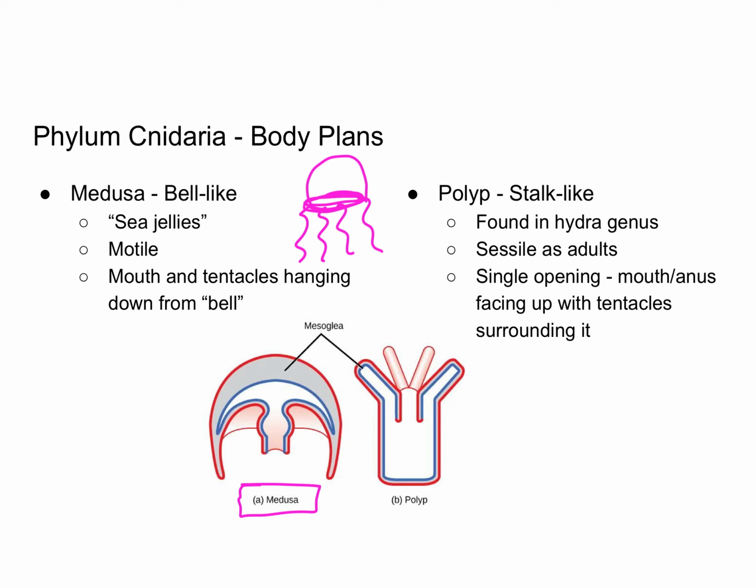There are also some Cnidaria that are this polyp form. And these are sessile. So these are ones that will attach to a substrate and then they don't move anymore. So the medusa is kind of free swimming. It can move around. This one is attached to a substrate.